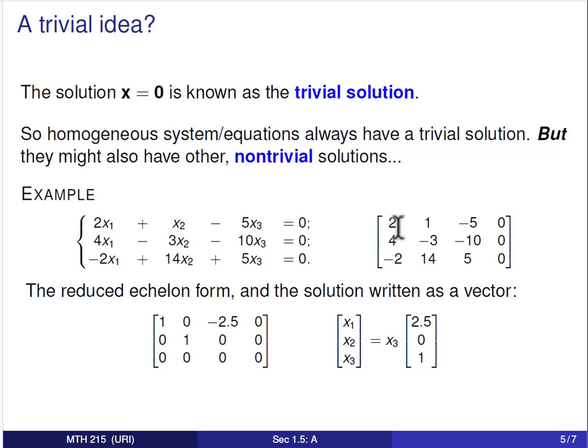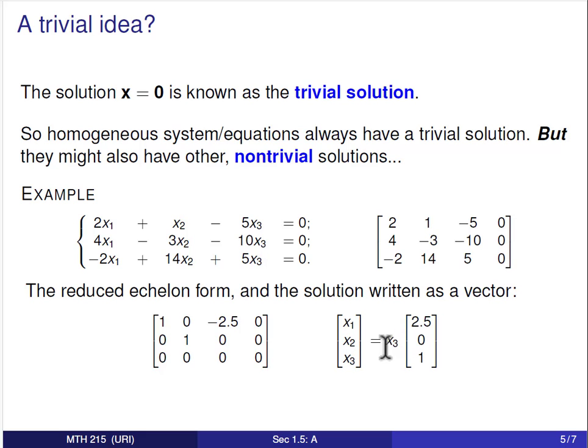And putting this matrix in reduced echelon form, we get something that looks like this. Now, as you translate that back into equations, we know that x1 should equal 2.5 times x3, x2 should equal 0, and x3 is a free variable. So if I go to write my solution, x1, x2, x3, I know that x1 was equal to 2.5 times x3, x2 was equal to 0, and x3 was equal to x3.